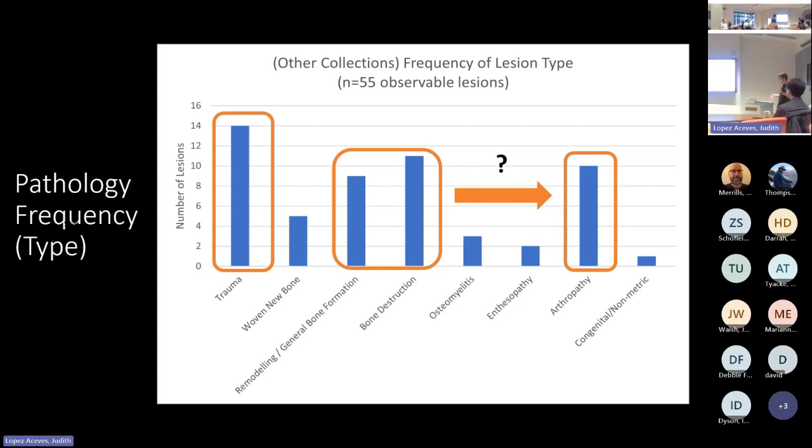In the other collections, lesions associated with trauma tended to predominate. This meant that if you have a fracture and it's healed pretty well, or if it's malhealed and you see that the bone has not quite aligned right, we see that in the trauma section. That is then followed by the bone destruction and arthropathy. So arthropathy is arthritis-related changes, so age-related changes, where the joints can get worn down. Or in some cases, you have bone formation and remodeling.